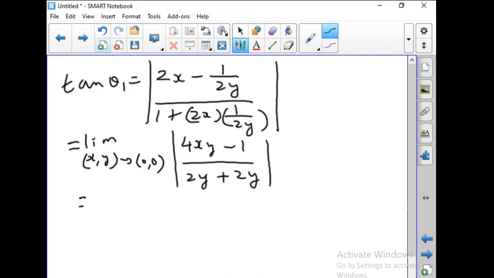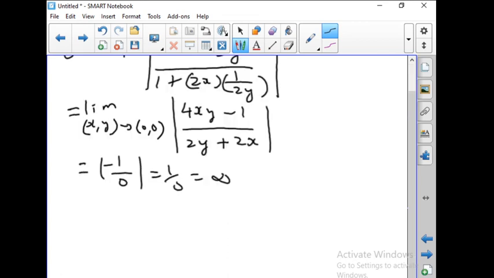Substituting the values, what do we get? When you substitute (0, 0), x is equal to 0, y equal to 0, we get the denominator as 0. Minus 1 by 0, in modulus, is equal to 1 by 0, which is equal to infinity. So tan theta 1 is equal to infinity, which implies theta 1 is equal to pi by 2.